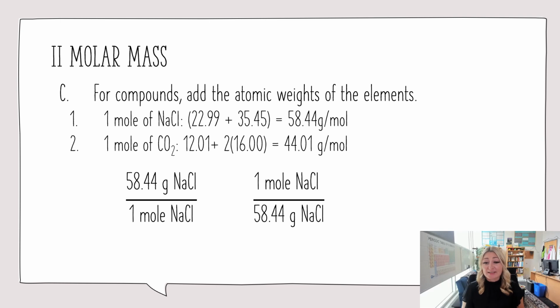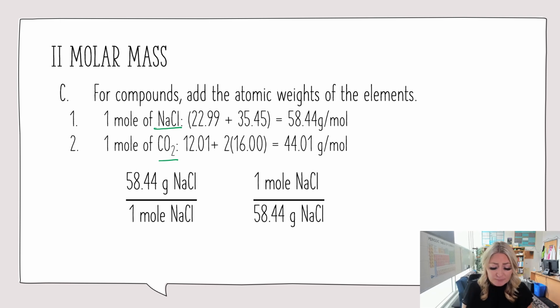Let's take a look at some examples. For instance, we have some compounds written below. We have sodium chloride and carbon dioxide. To find out what the molar mass is, and therefore what's equivalent to 1 mole of these substances, we're going to add the atomic weights of the elements from the periodic table.